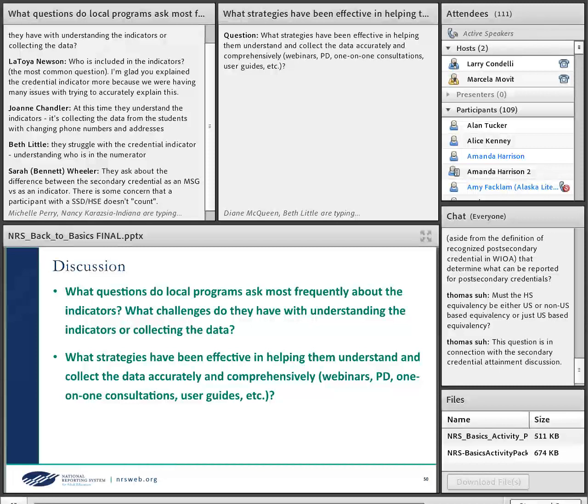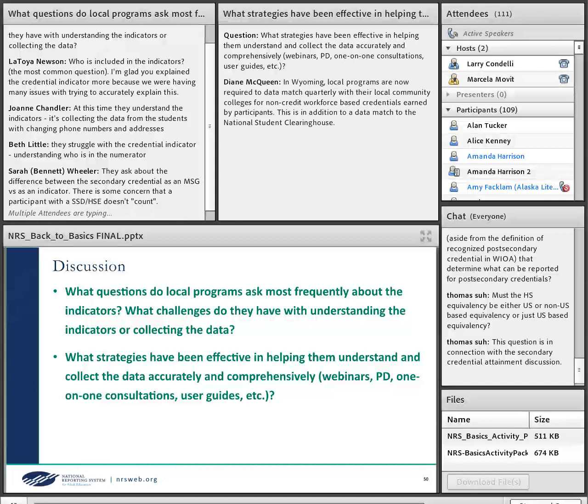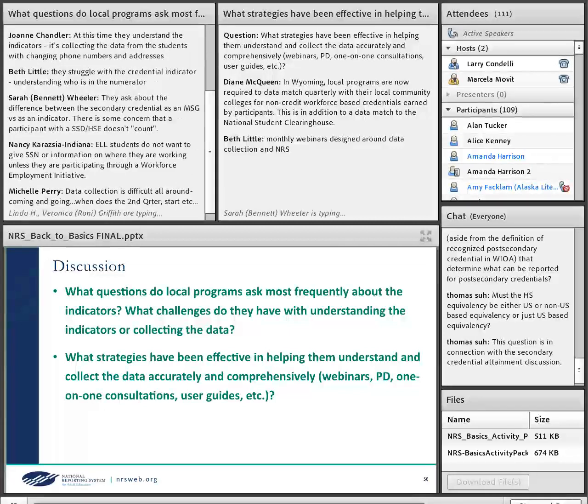They struggle with the credential indicator, understanding who's the numerator. They ask about the difference between the secondary credential as an MSG versus as an indicator. There's some concern that a participant with a secondary school diploma or high school equivalency, HSE, doesn't count. Okay, so I think you're bringing up some fairly common issues. We're not seeing as much action in the strategies chat, which suggests that maybe we haven't all figured out how to address some of these.